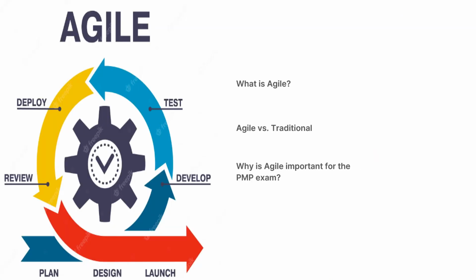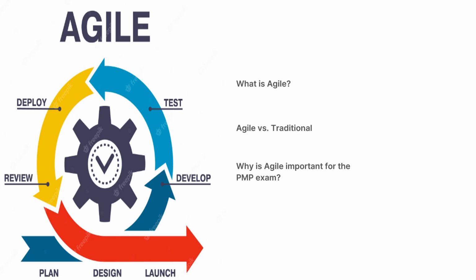Agile refers to a modern approach to project management that emphasizes flexibility, collaboration, and iterative development. It contrasts with traditional project management methodologies, like the waterfall approach, which follow a sequential and rigid structure. It's important to understand the key principles and concepts of Agile, as well as how it differs from traditional project management. Here's a concise overview.